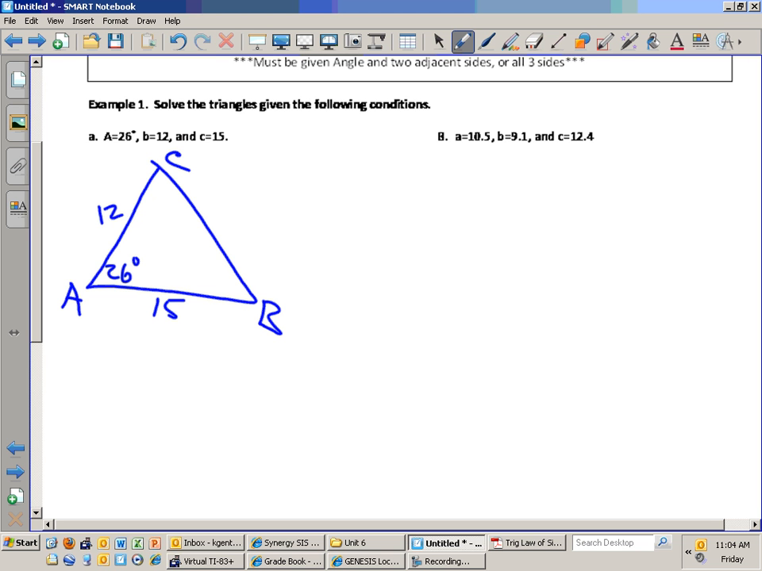As we look at this triangle, we had A, B, and C. We had little a, little b, and little c. Here's what I want to show you. We had A is 26 degrees. You had B was 12. You had C was 15. And you solved for a and you got 6.74. Is that correct?